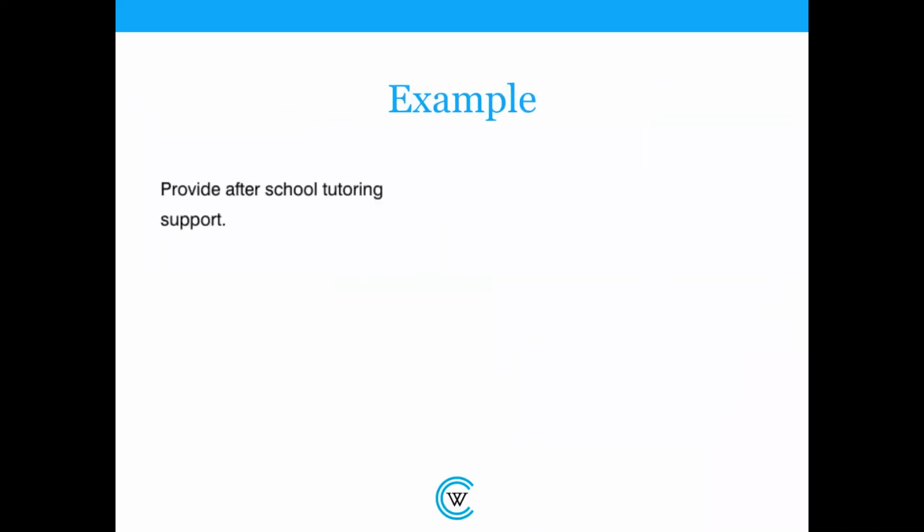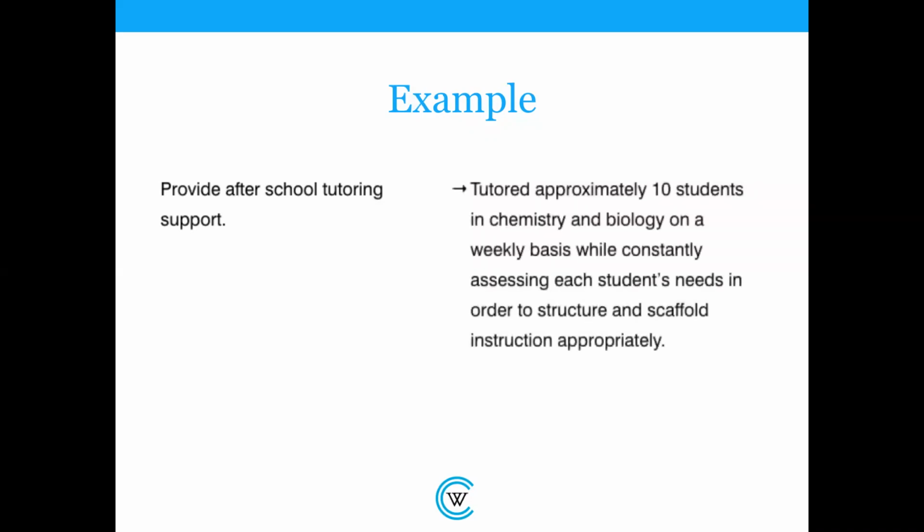So for example, you could start with a bullet point that says provide after-school tutoring support. There isn't anything incorrect about this bullet point. It is showcasing the responsibility you had. But it also isn't necessarily showing the employer anything more than what the task was. But if you adjust that to tutored approximately 10 students in chemistry and biology on a weekly basis, while constantly assessing each student's needs in order to structure and scaffold instruction appropriately. I now know a lot about this student and what their qualifications are.